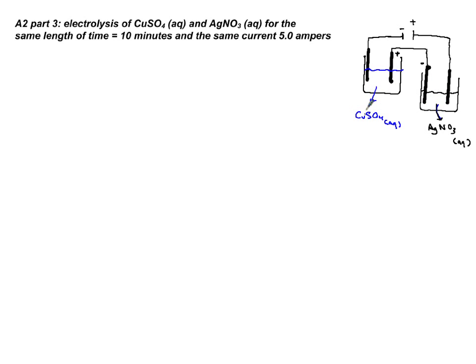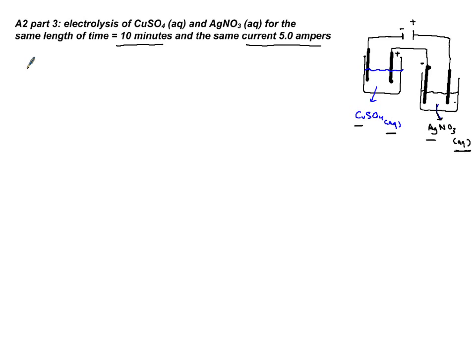In this beaker, I have copper sulfate. In the other beaker, I have silver nitrate. Just note that they are both aqueous. One other thing about copper and silver, they are both unreactive metals. If you look at your potential chart, they require less voltage than hydrogen, so copper definitely comes out and silver comes out. Let's first calculate the amount of charge that is going through.